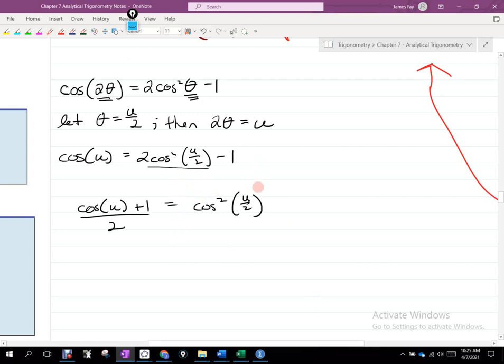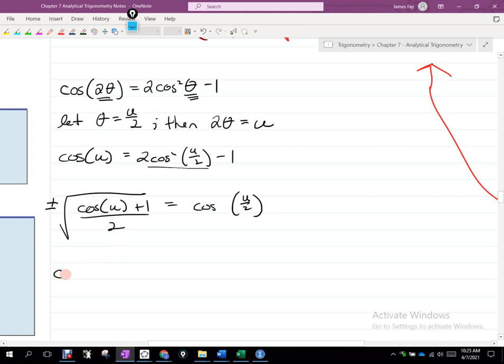Now what can I do to both sides? Square root, right? Take the square root of both sides, and we get that. And I'm going to go plus or minus. The plus or minus just depends on what quadrant we're in. Now, if I'm in the first or fourth quadrant, I'm going to choose the positive. If I'm in the second or third quadrant, we'll choose the negative. Is that all right?